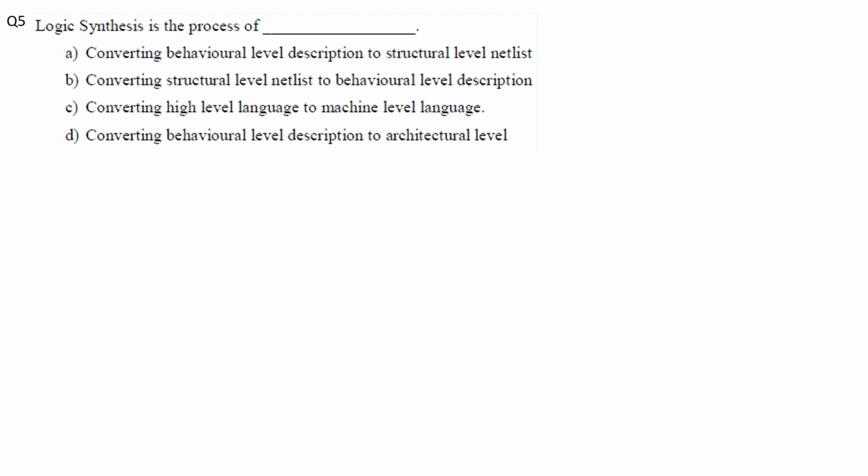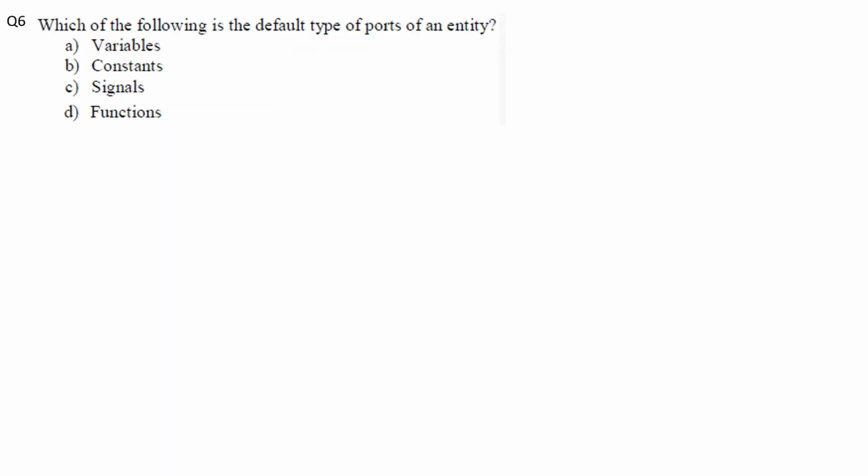B, converting structure level netlist to behavior level description. C, converting high level language to machine level language. Or option D, converting behavior level description to architecture level. So the correct option to this question is option A, that is converting behavior level description to structure level netlist. In other words, you can say that converting an RTL design in terms of logic gates by a synthesis tool. So this was another theoretical question.